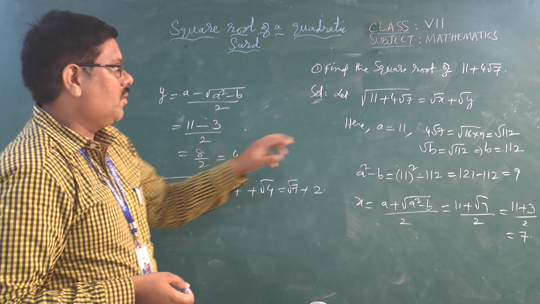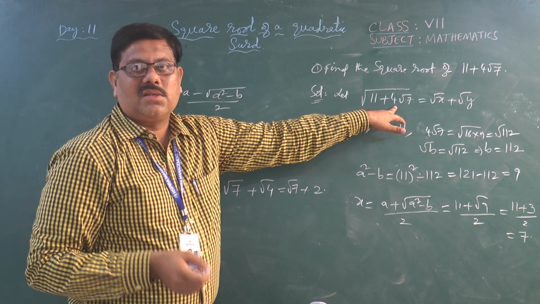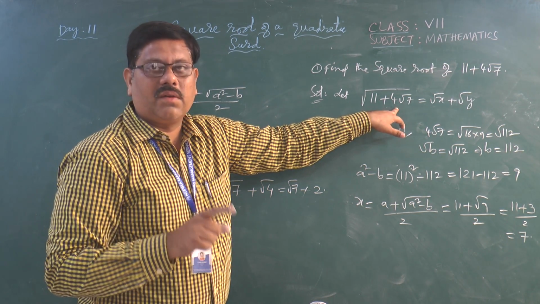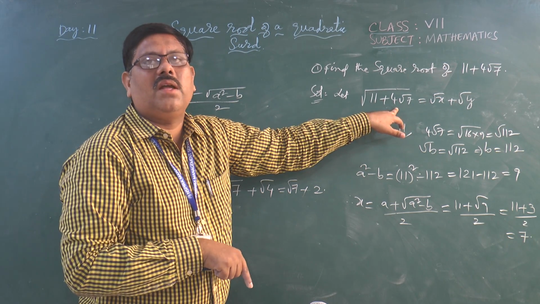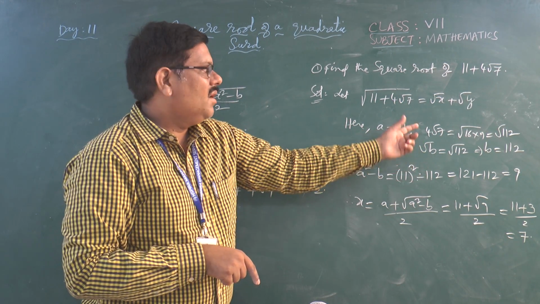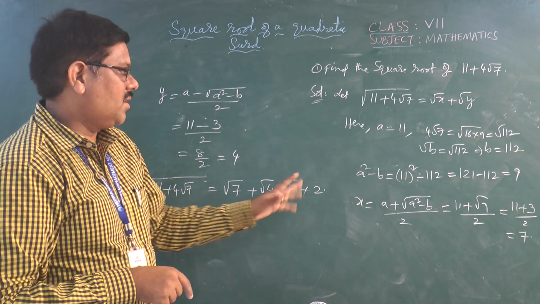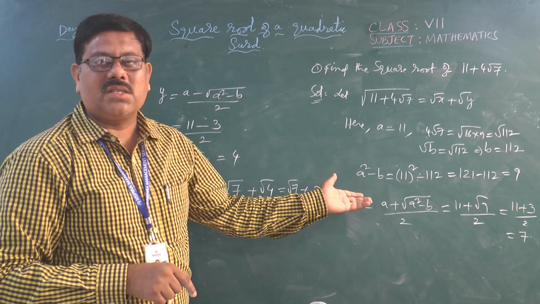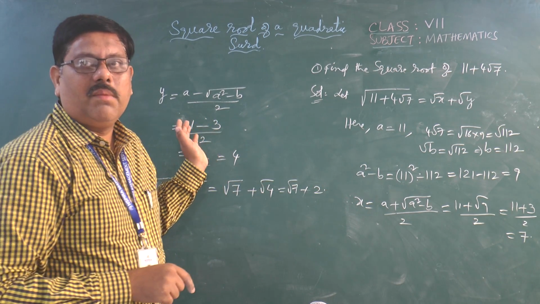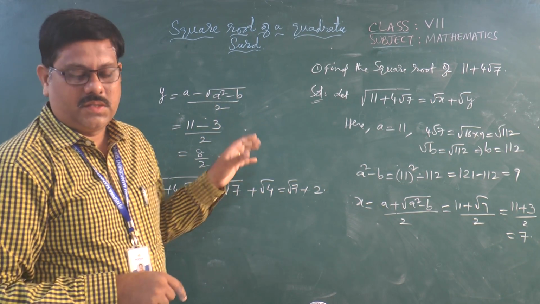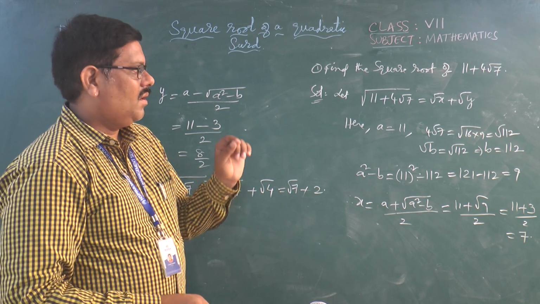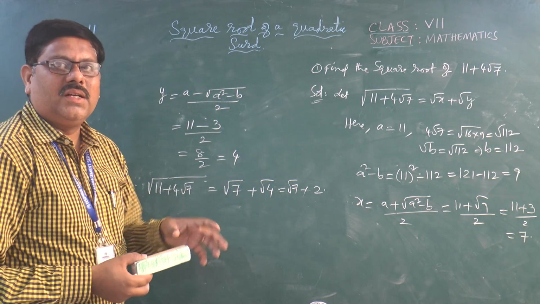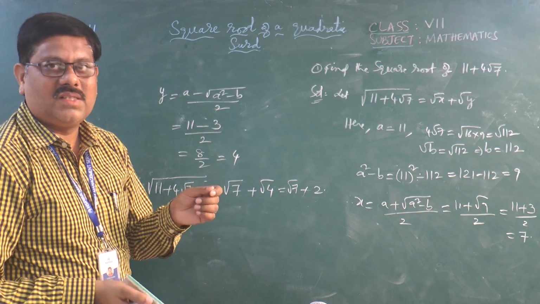Here what is important to note? 4 root 7 is not in pure surd form, so it is to be converted to pure surd form before taking its value as b. This is very, very important. Rest of the things are very simple, simplification and all, we can do it easily. If you can remember the x and y values, a plus root over a square minus b by 2 and a minus root over a square minus b by 2, this is easy. Not only this method, we have one more method in solving this particular question. What is that? Let us see.